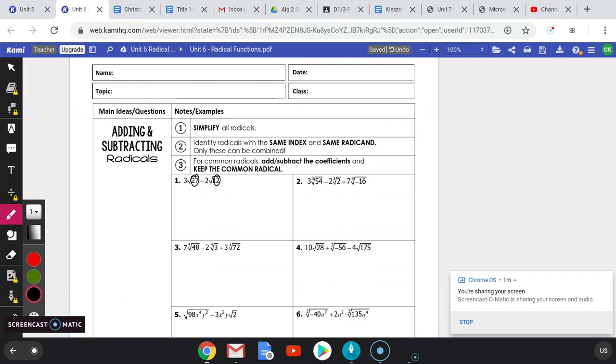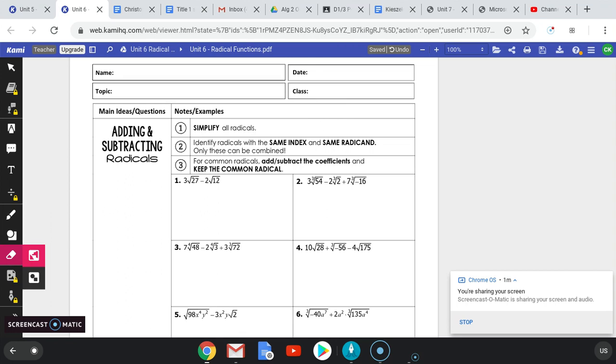Just like when you have, say for example, 3x and 4x, you can add or subtract them, right? Because they're like variables. Whereas if I have 3x plus 4y, I can't combine those. And after that, for the common radicals, you're going to add and subtract the coefficients and then keep the radicals. So in other words, you're not doing anything on the inside.